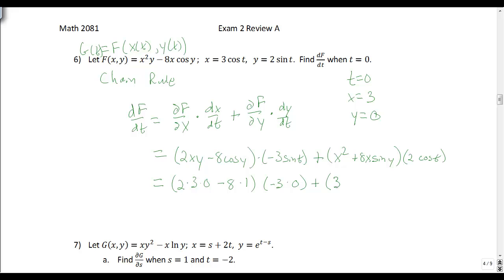This one here, let's see, x is 3, so I get 3 squared plus 8 times 3 is 24, but then sine of 0 is 0. And then I get 2 times cosine of 0 is 1. So what I end up with is this whole term goes to 0 because of that 0. 3 squared, 24 times 0 is 0, so I end up with 9 times 2. So my answer should be 18. Okay, next one.